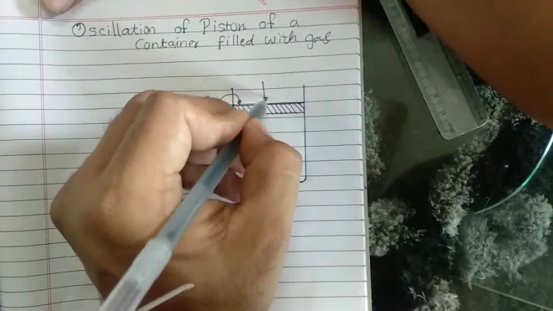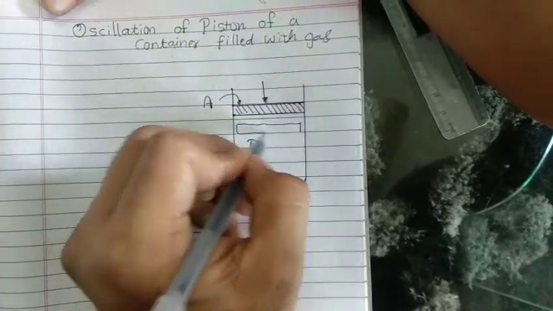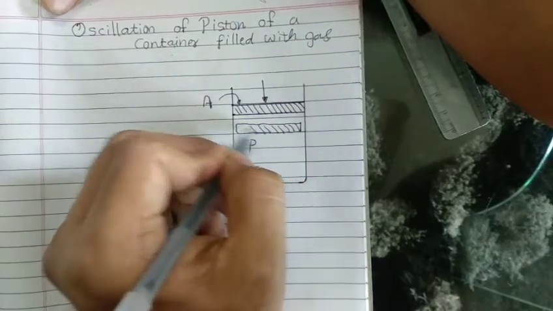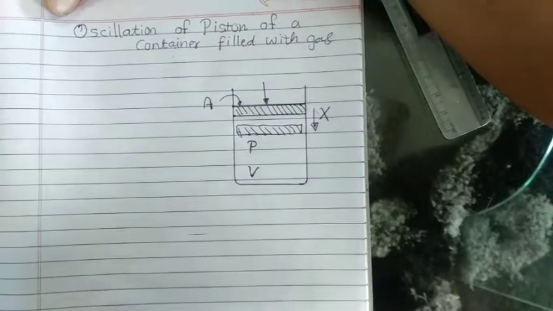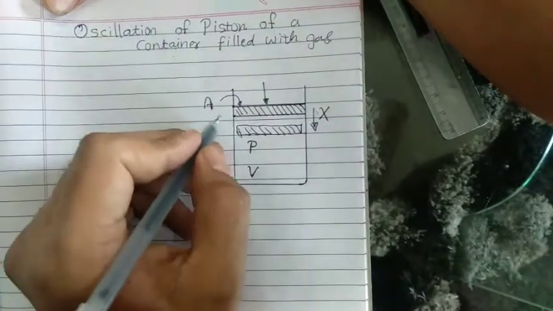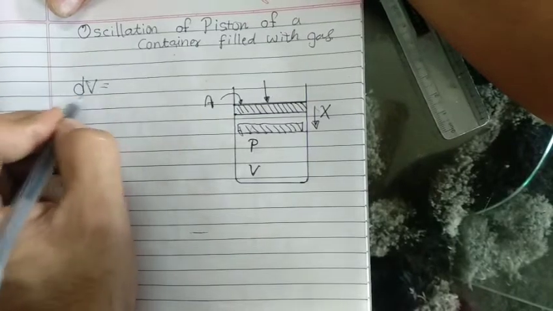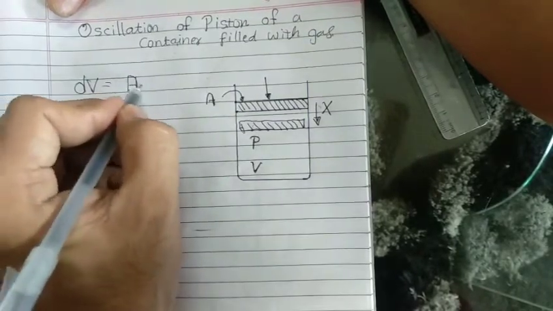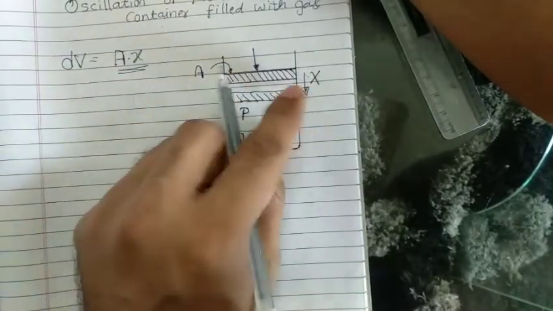Suppose you press this piston downwards, and the piston goes slightly downward by X meters. In this case, the decrease in volume, dV, will be A into X, isn't it? The volume of the gas will decrease by A into X.